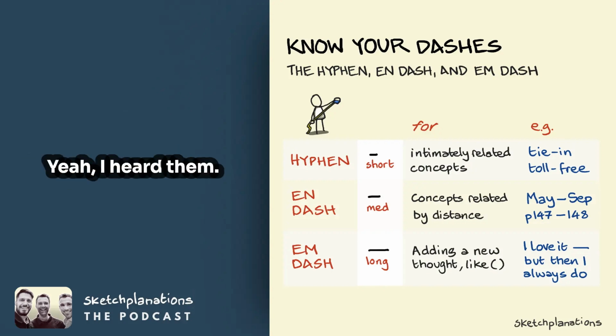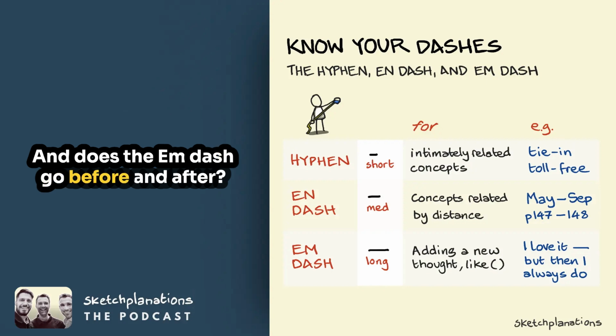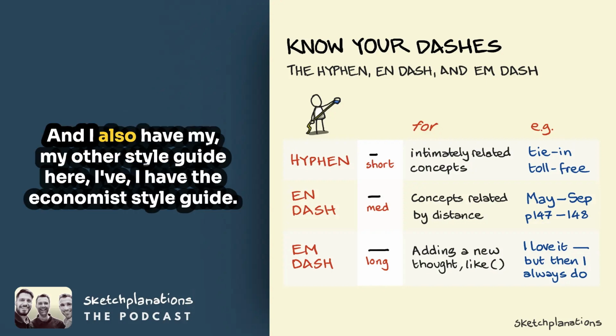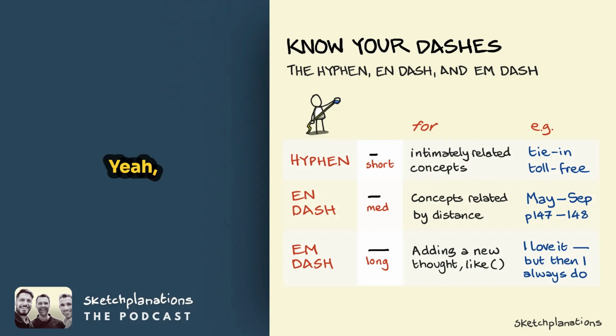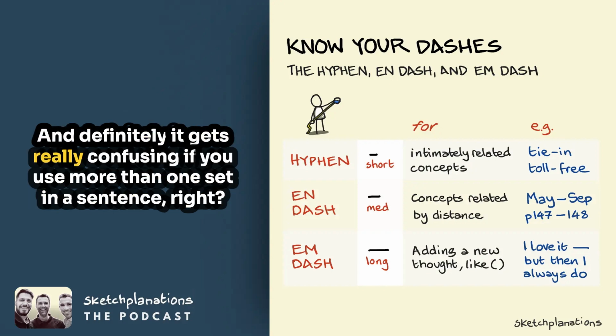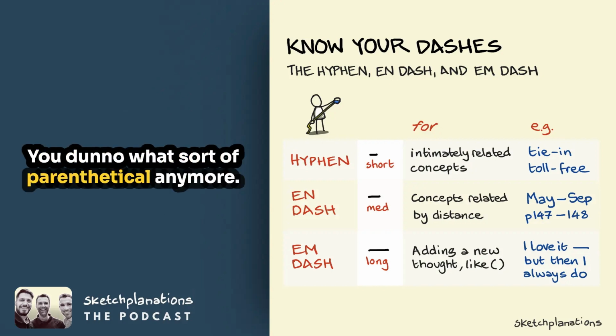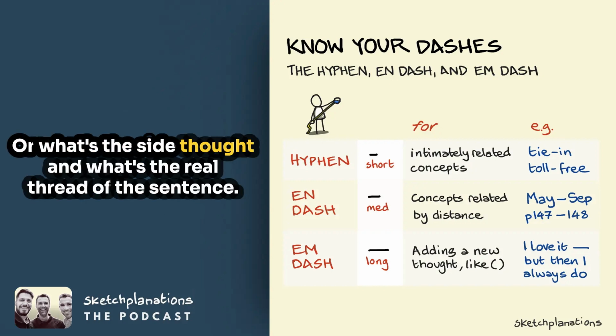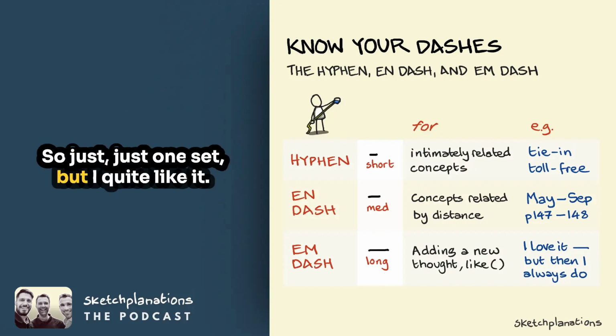Could you hear the M dashes? Yeah, I heard them. They landed heavily. And does the M dash go before and after? It does, yeah. And I also have my other style guide here, the Economist style guide. It says you should use, ideally, no more than one in a paragraph. It gets really confusing if you use more than one set in a sentence. You don't know what's parenthetical anymore, or what's the side thought and what's the real thread of the sentence. So just one set. But I quite like it.